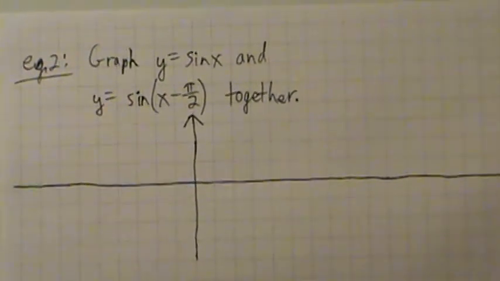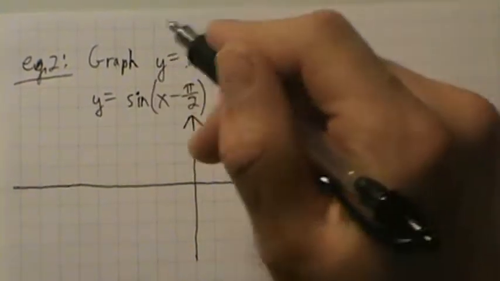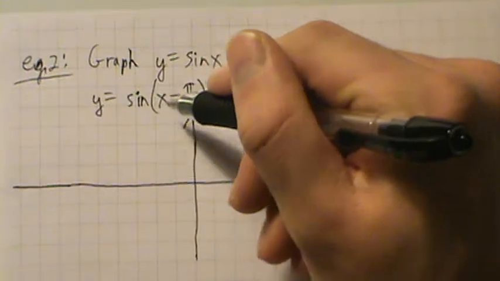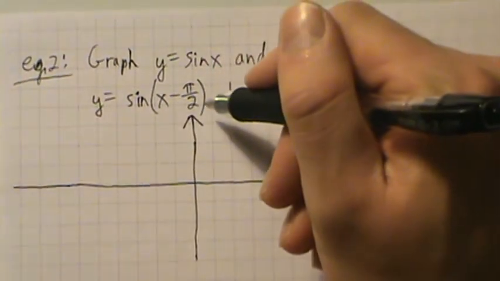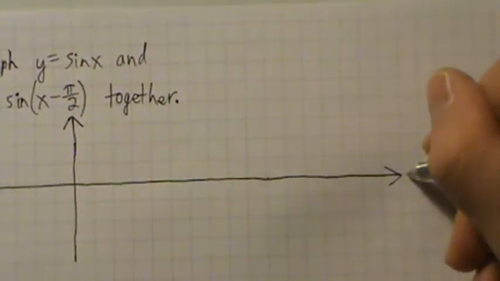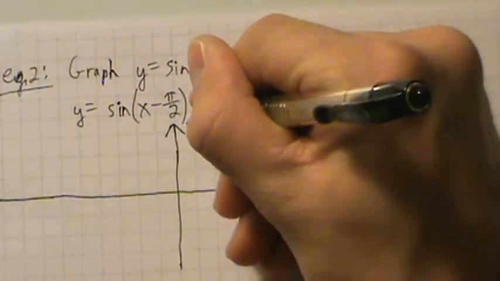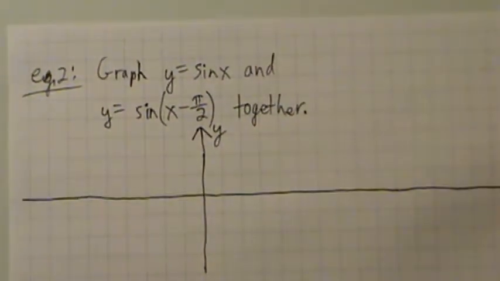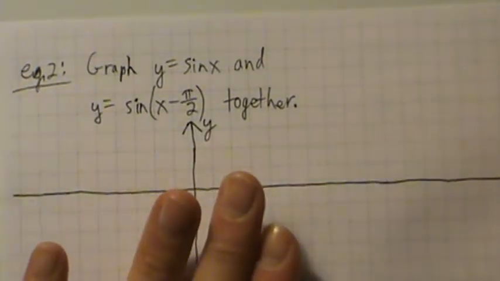Okay, here's example 2 with graphing trig functions with simple transformations. So here what we're going to do is graph y equals sine of x and y equals sine of the quantity x minus pi over 2 together on the same set of axes here. So here's our long x-axis, and then here's our y-axis. So remember, we're just doing basic pre-calculus type transformations here.